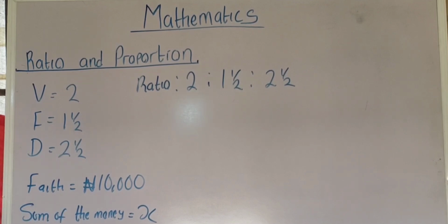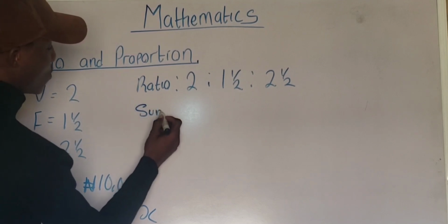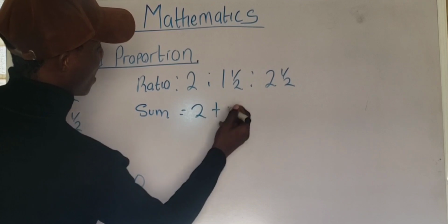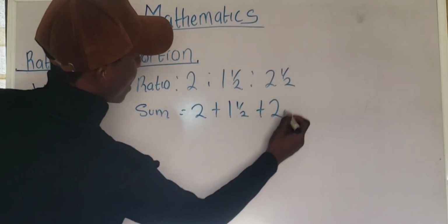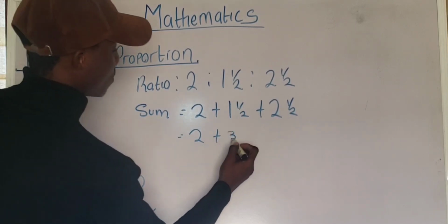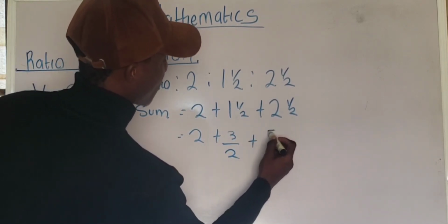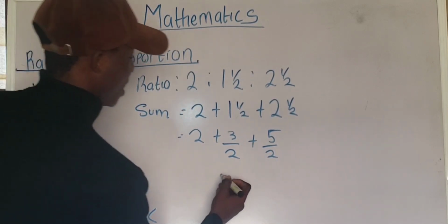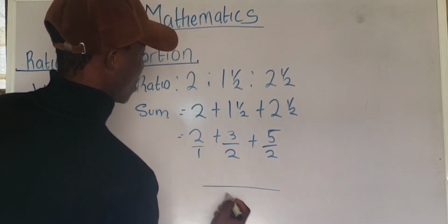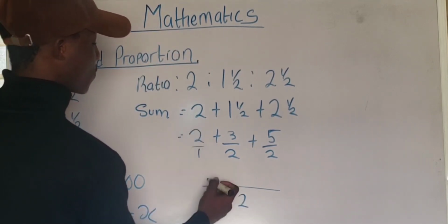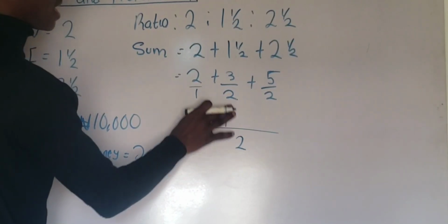The first step is to add all the ratios together. So the sum of ratio will be equal to 2 plus 1 over 2, that is 1.5, plus 2.5. That will be 2 plus 3 over 2 plus 5 over 2. If I take the LCM, which is 2: 2 divided by 1 is 2, 2 times 2 is 4. Plus 2 divided by 2 is 1, 1 times 3 is 3.